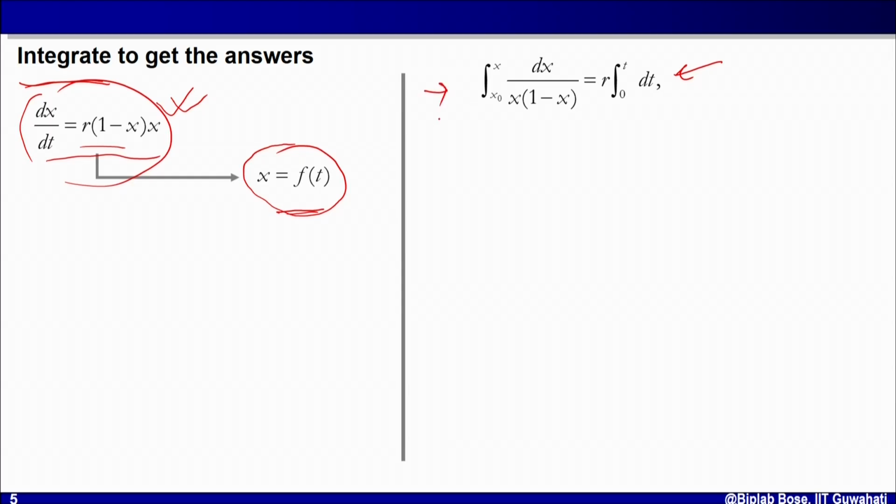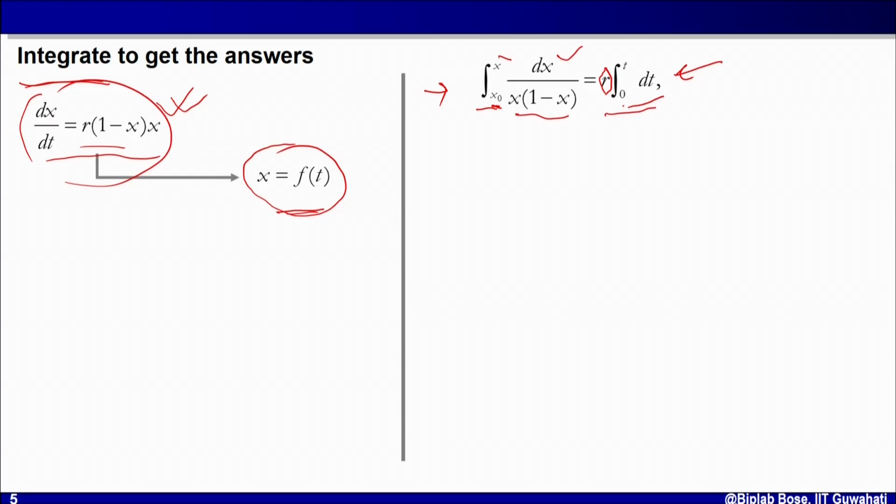By separating out x and t, I get dx by x into (1 minus x) equal to r into dt. This dx by x into (1 minus x) has to be integrated from x naught to x. Remember, x naught is the initial value of x. And I have to integrate dt from 0 to t. And remember, r is a constant. That's why I have taken it out of the integration sign.